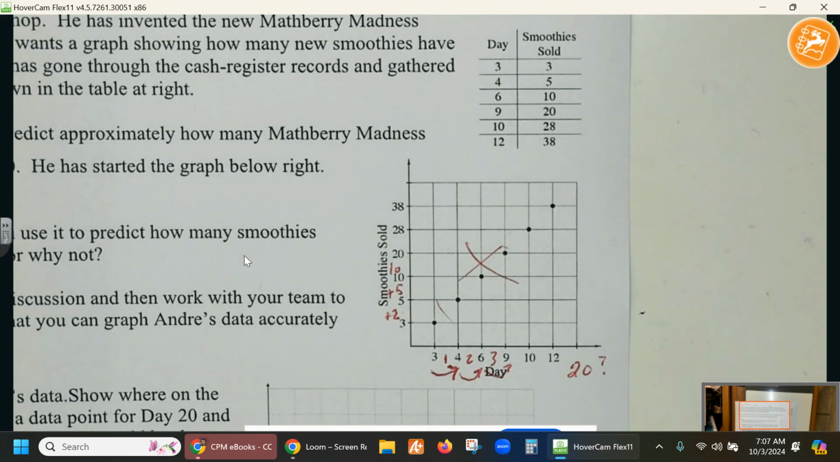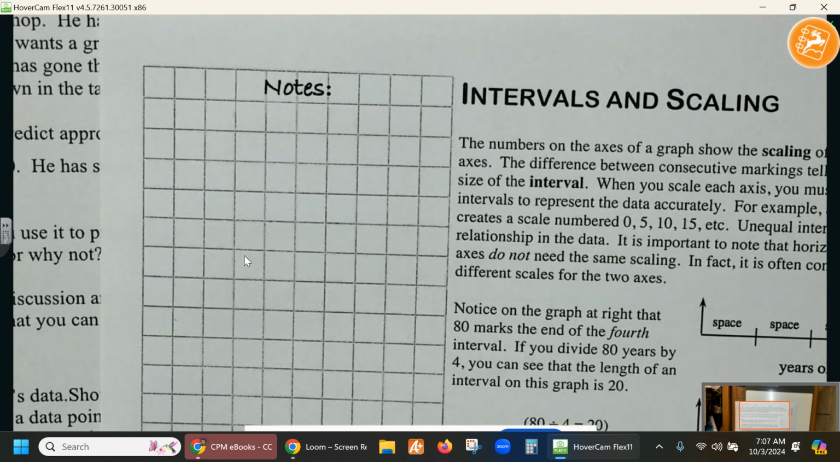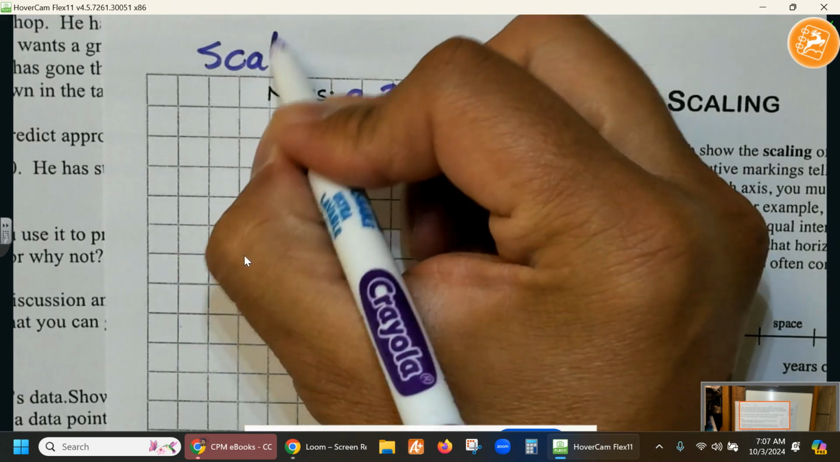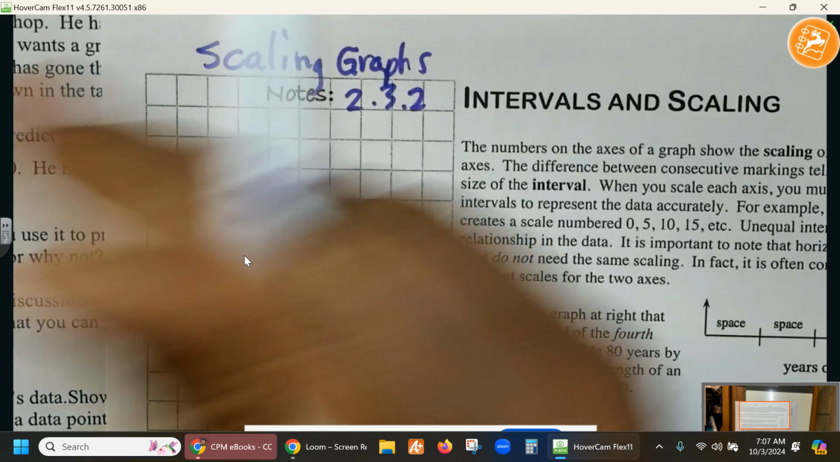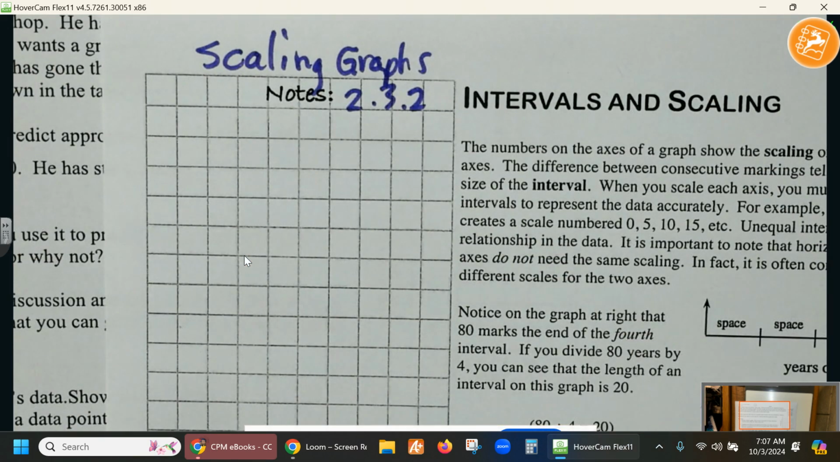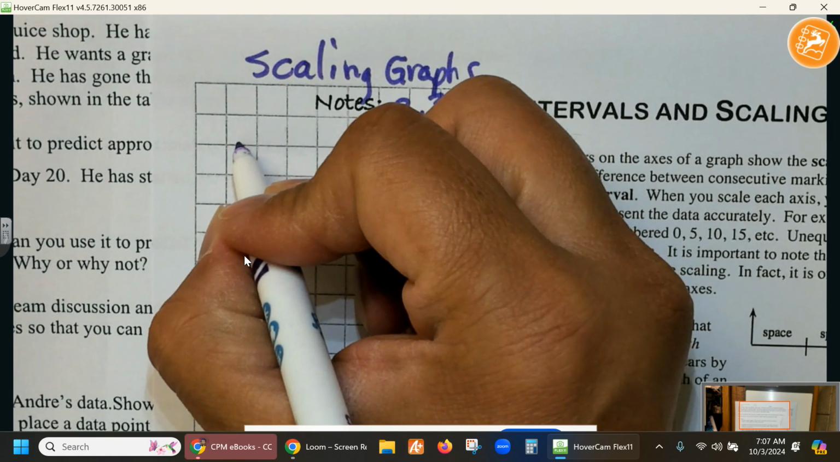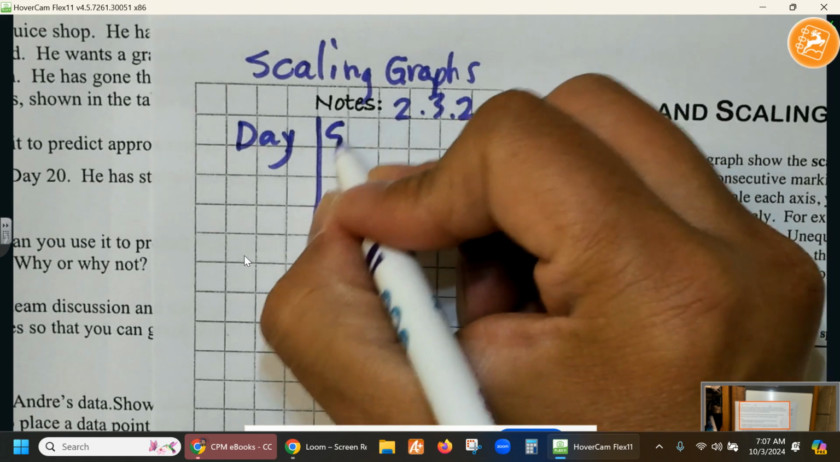So what we're going to do is get a little bit of information together so that we can use this graph in order to predict, kind of like what we did in a previous lesson. So this is lesson 232. We are scaling graphs. We're going to take this data and put it on a table first. So this is the number of the day and smoothies sold.